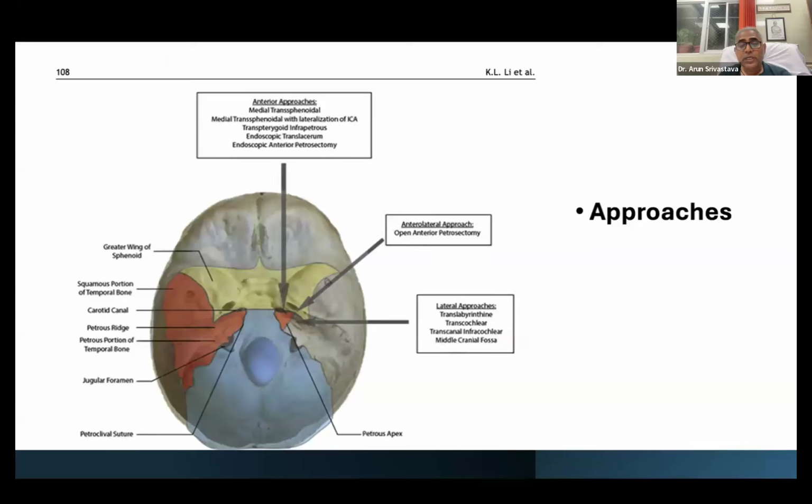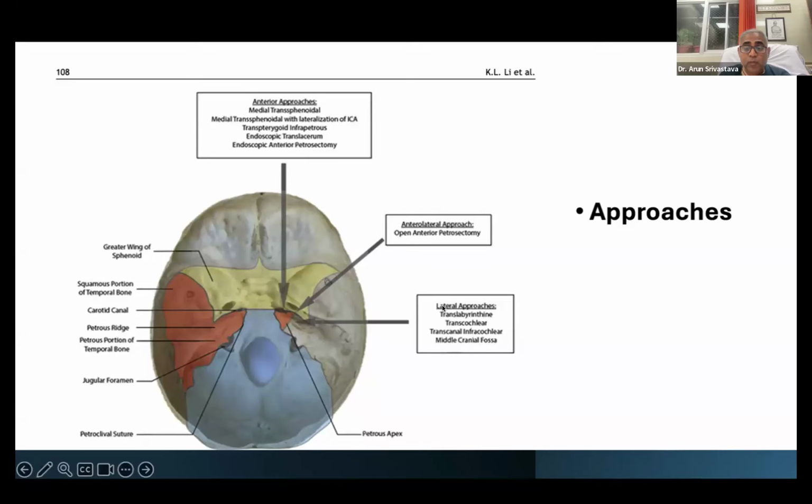Now the approaches. The literature says, this is a review article by K.V.L et al., that there are anterior approaches. I'm just going through this, but not discussing in detail: medial transsphenoidal approach with lateralization of the internal carotid artery, transpterygoid infrapetrous approach, and translateral approaches. Sometimes they can do transmaxillary anterior petrosectomy with these endoscopic approaches.